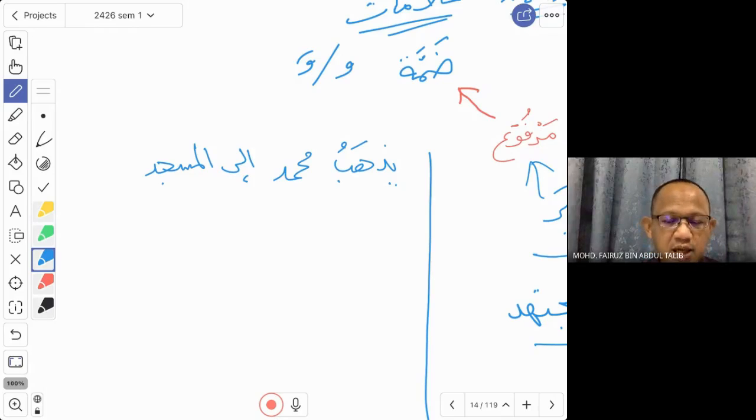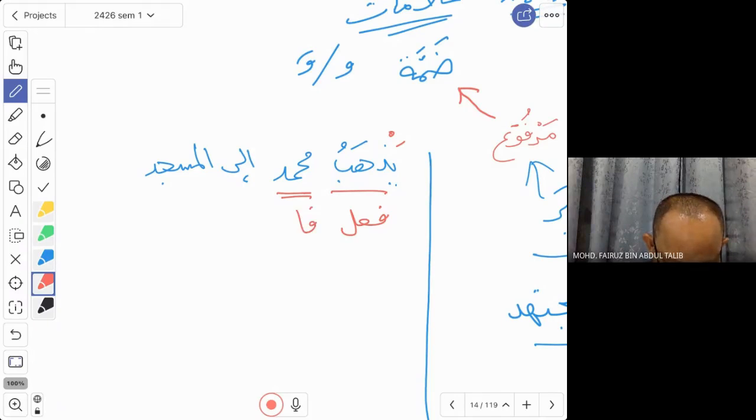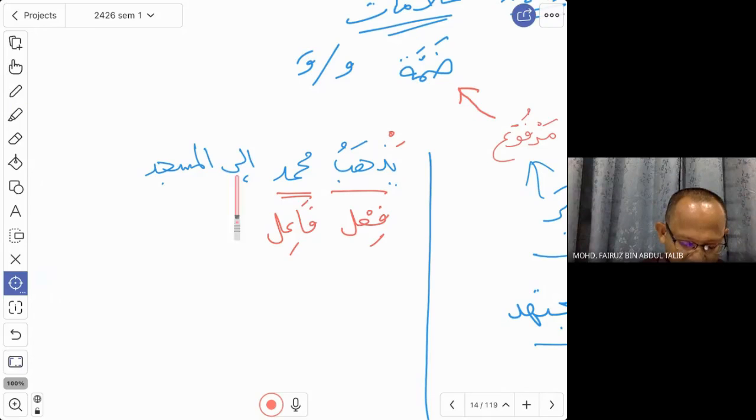Al-jumlah sahiha. Here you have yazhabu, a fi'il mudari, and Muhammad is your fa'il. So you have a fi'il and the doer, the fa'il. But in this jumlah you don't have a maf'ulun bih, an object, because the fi'il yazhabu does not come with a maf'ulun bih. Instead, you can use the harful jar, ilal masjid. So this is also considered correct.